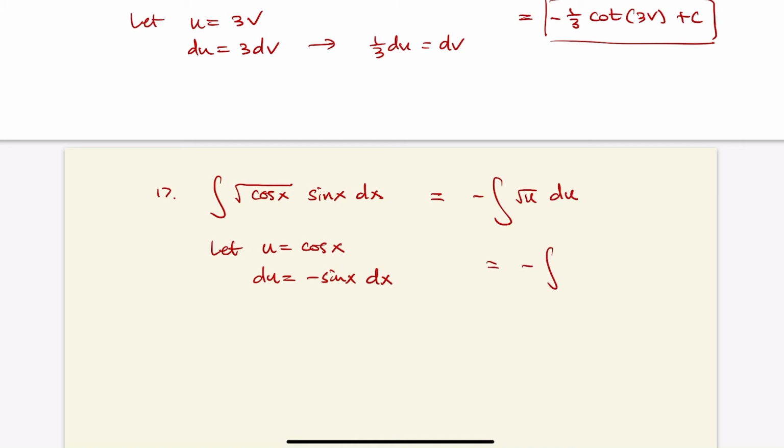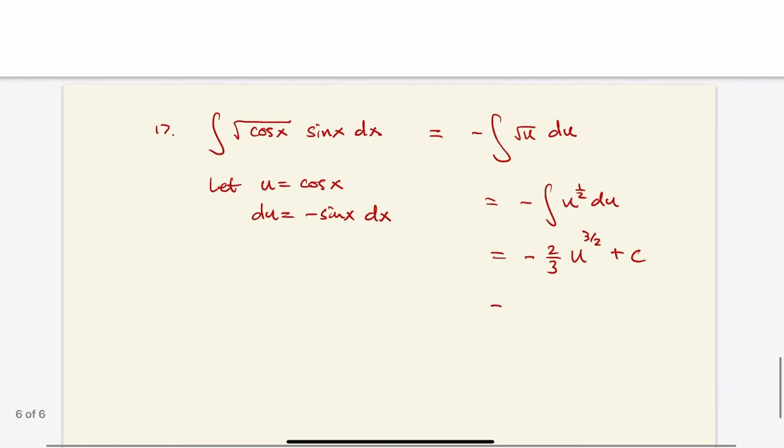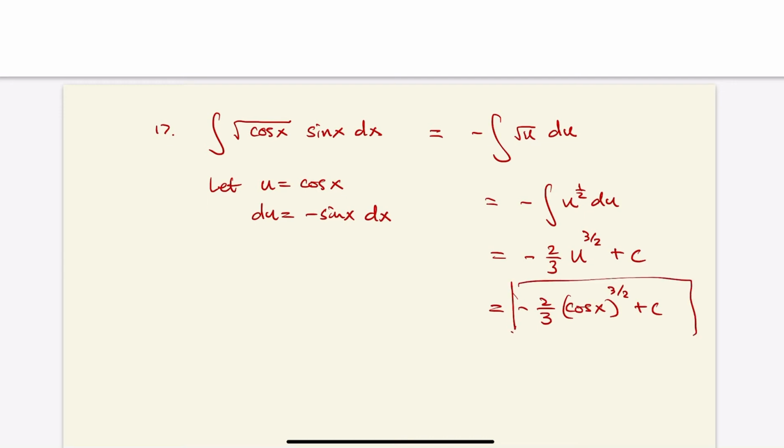And negative integral, square root changes into the 1/2 power. Now you can apply the power rule. So 1/2 plus 1 is 3/2. So negative 2/3, because you flip it over, u to the 3/2 plus c. And substitute back: negative 2/3, u was cosine x, so cosine x to the 3/2 plus c. So that's the final answer.